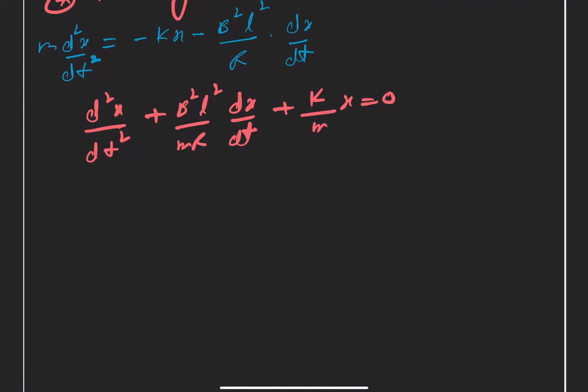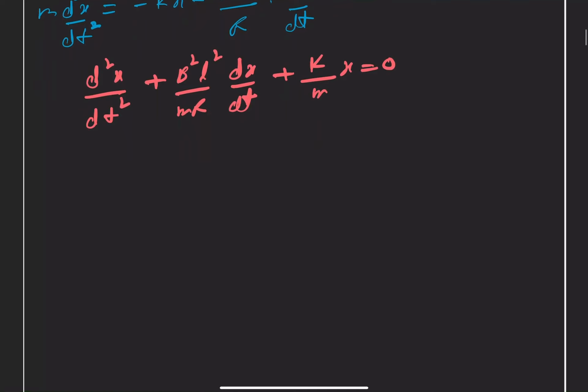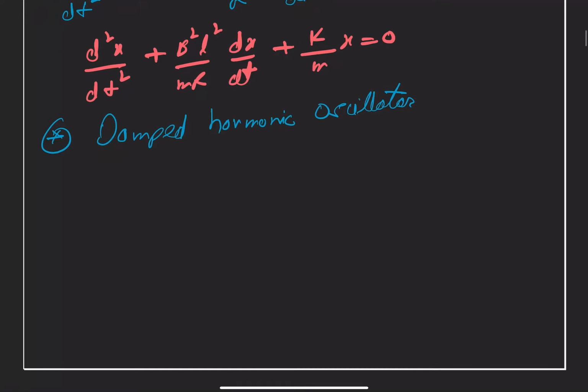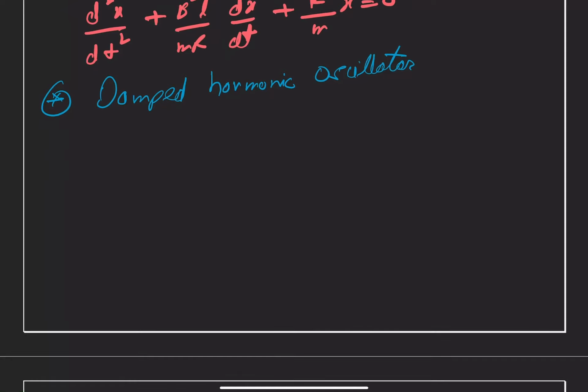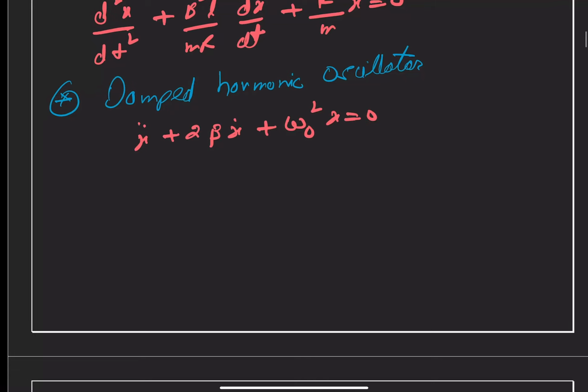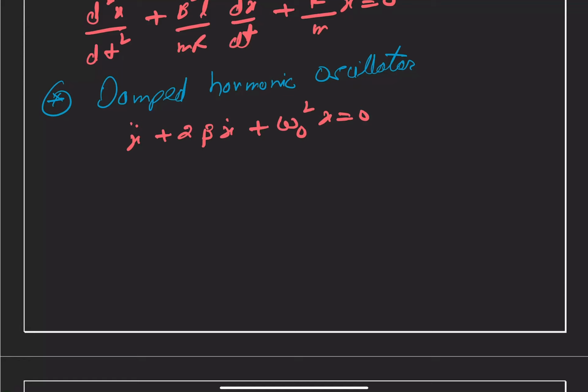So let us first of all write the equation for damped harmonic oscillator. We can say damped harmonic oscillator, and the standard form, the equation is given as double derivative of x plus twice beta single derivative plus omega naught square x is equal to 0. And here the damping constant is given as 2 beta.